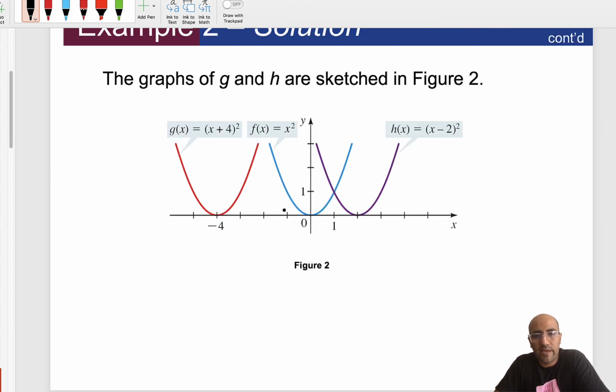Good, so here's a nice image of that. Here is our standard parabola, x squared. And this one is the standard parabola shifted to the left by 4 units, whereas this one is the standard parabola shifted to the right by 2 units.